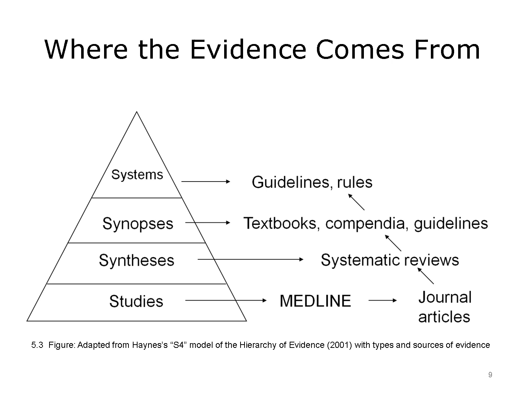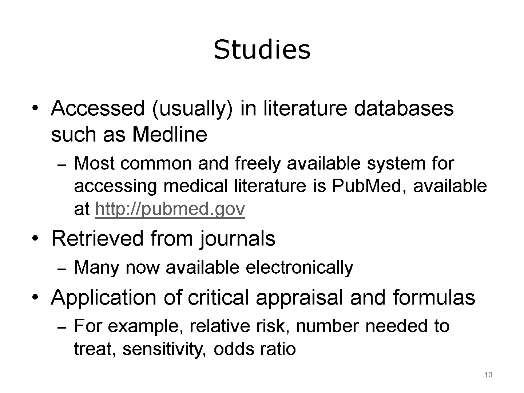Where does the evidence come from? Depending on the level, there are different types of evidence, and in the slides that follow, we discuss a number of these in detail. Starting at the level of studies, this evidence generally comes from the medical literature, usually by accessing databases such as Medline, which contains bibliographic references to millions of journal articles. Medline can be accessed in many ways, but the most common way, which is freely available, is through PubMed, which is maintained by the U.S. National Library of Medicine.